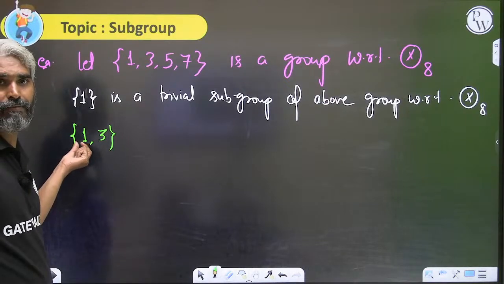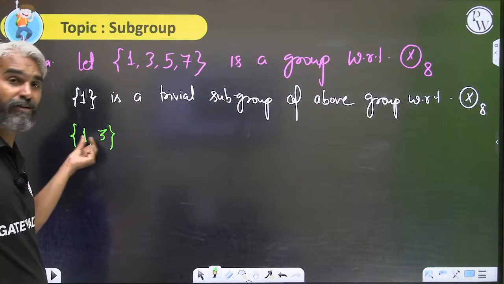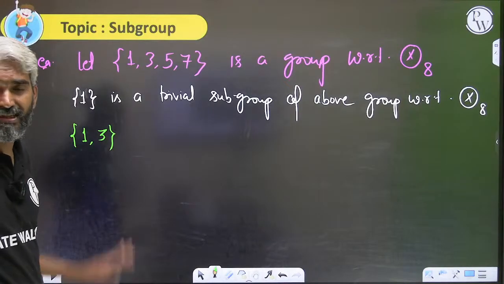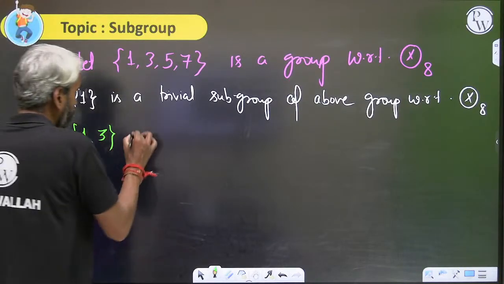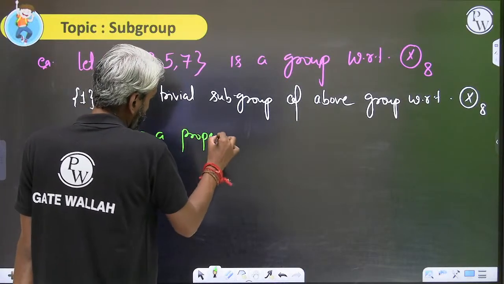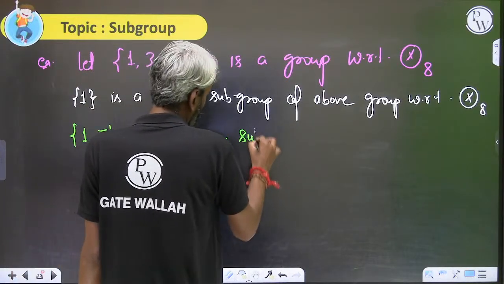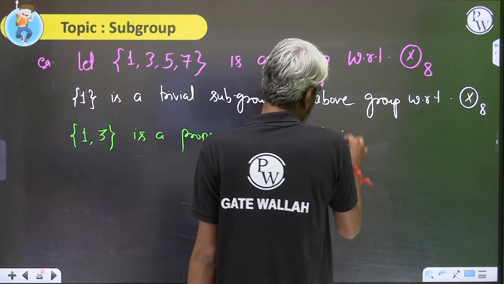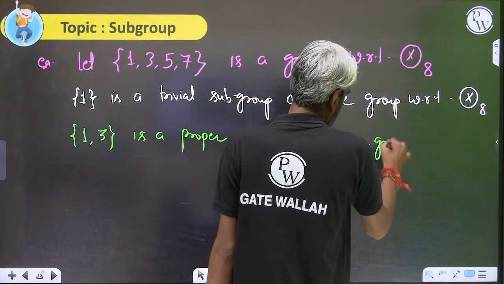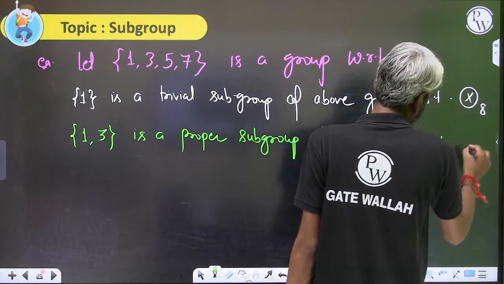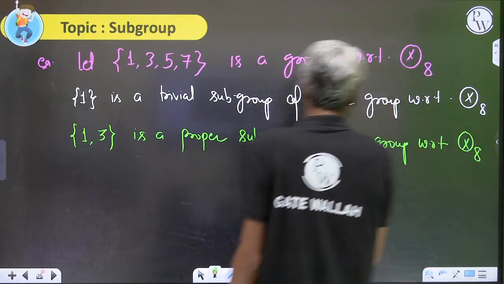Now, the identity element 1 is present in the set. Inverse of 1 is 1, inverse of 3 is 3. So the inverse is also present within the set for every element of the set. So this {1, 3} is a proper subgroup of the above group with respect to multiplication modulo 8.